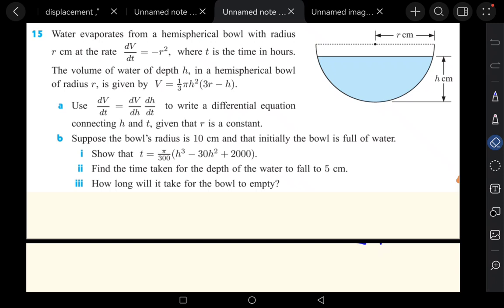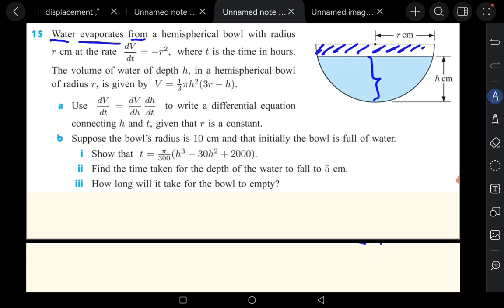All right, let's do number 15. Okay. Water evaporates. Evaporated means changing to the gas, right? Menguap, penguapan. From the water, from the liquid to the gas. That's evaporate. Menguap, yeah? So it means this water is reducing here. This part is reducing. That's why the heights become like this.